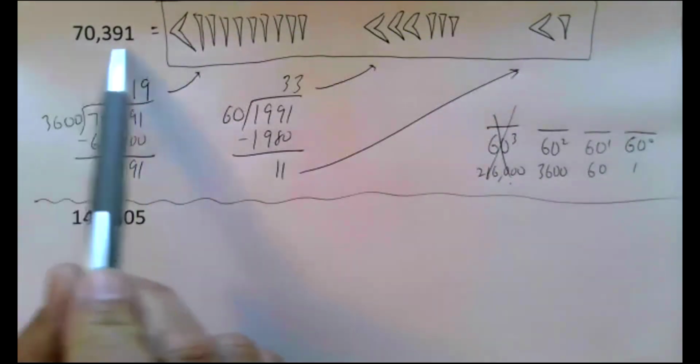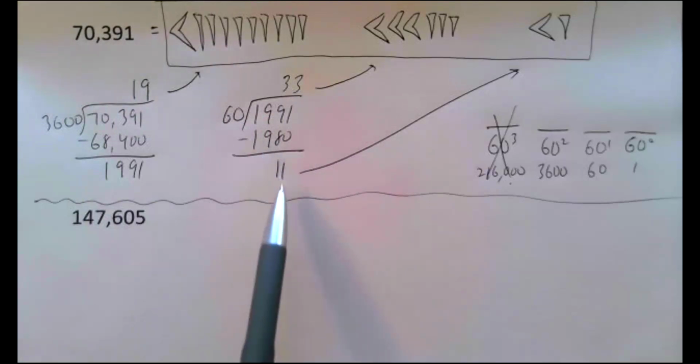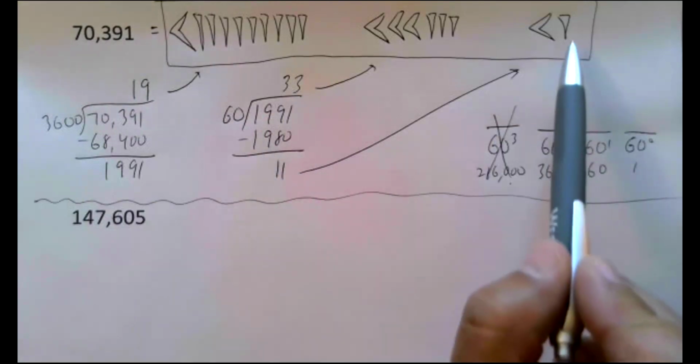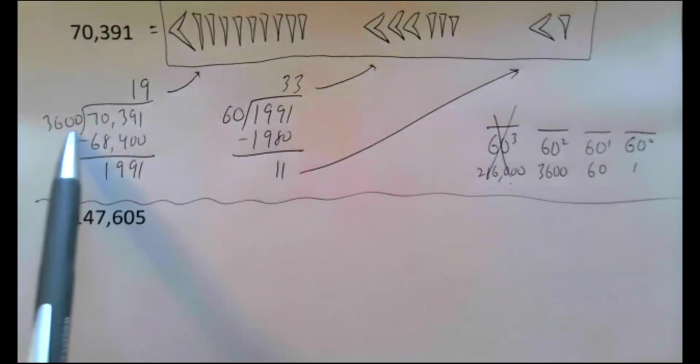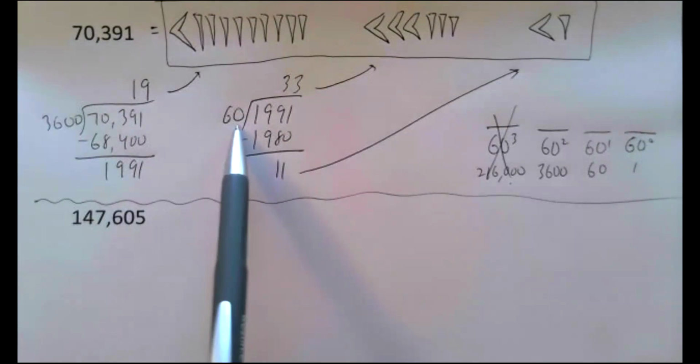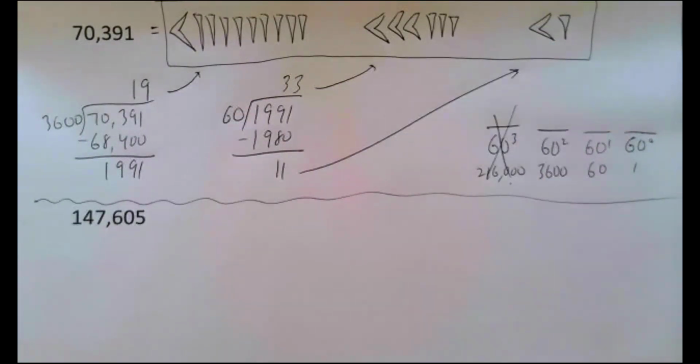That means 70,391 is equal to 19 sets of 3,600 plus 33 sets of 60 plus an extra 11 at the end. It's equal to 19 sets of 3,600 plus 33 sets of 60 plus 11 sets of 1.